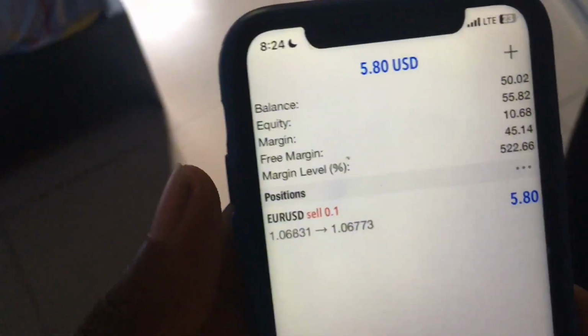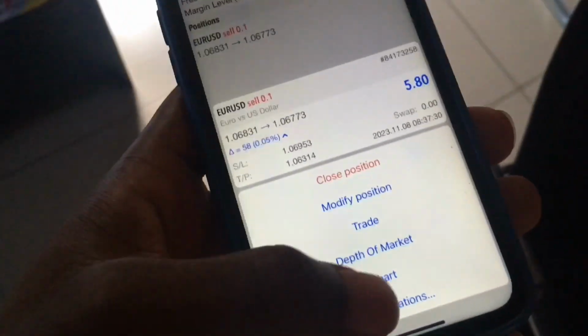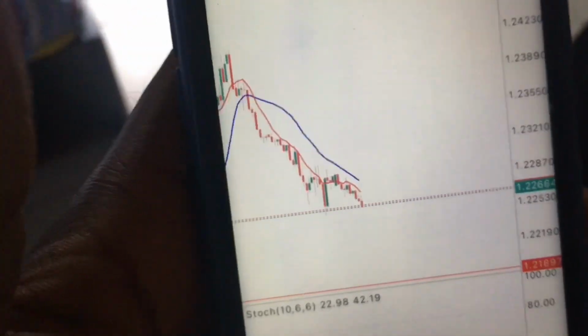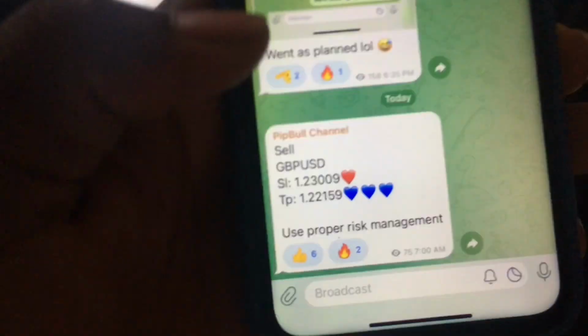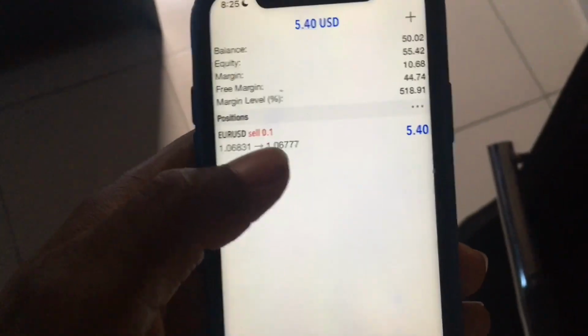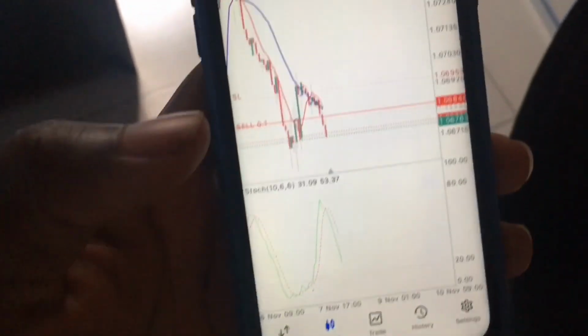One eternity later. Not bad, we're already making $5.80. If I show you guys, it's just starting to go down, but there are still other pairs. Like if I show you guys GBP/USD, I'm taking this GBP/USD on the $3 challenge. I just found out that, okay, let me take something different. Let me show you guys how that one is doing. As you can see, I sent the GBP/USD out on the Telegram group. So in order to take something different, I took Euro USD.